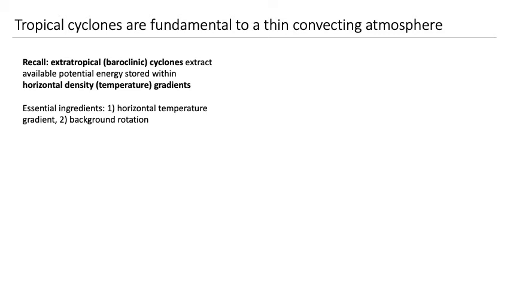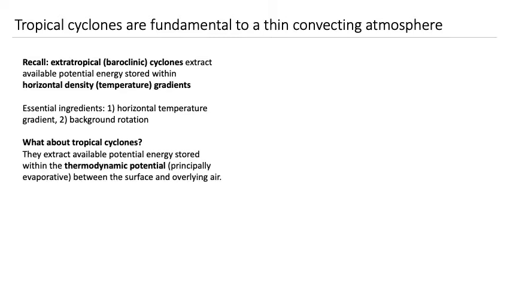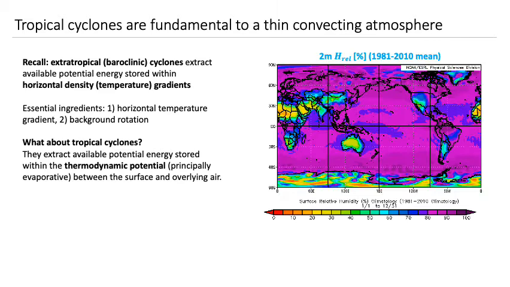So recall that extratropical cyclones, so baroclinic cyclones, extract available potential energy stored within horizontal density or temperature gradients. We talked about these essential ingredients as being a horizontal temperature gradient and background rotation. So what about tropical cyclones? Tropical cyclones extract available potential energy that is stored within the thermodynamic potential, which is principally evaporative, so latent heat, between the surface and the overlying air. So what do we mean by that?